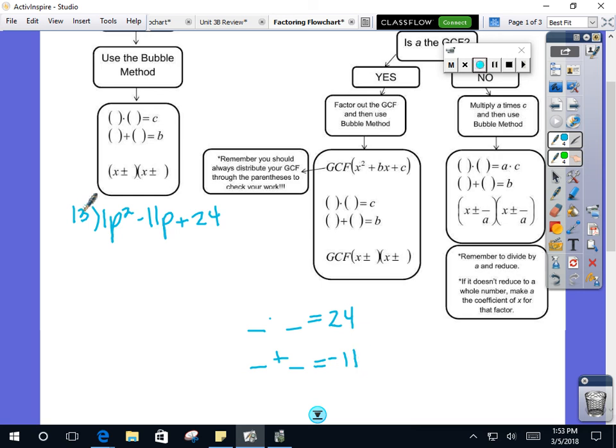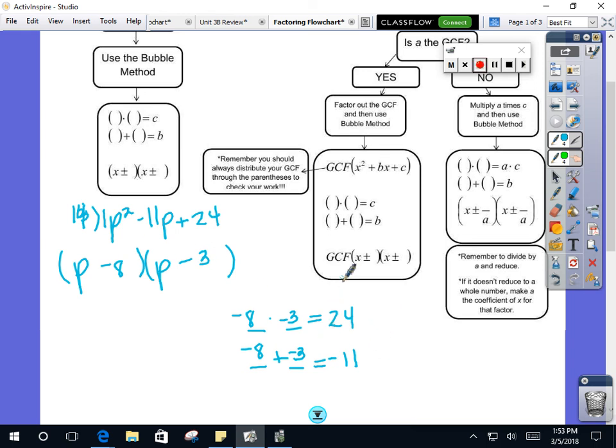Okay, so now it even shows you that you've got to write your answers in two binomials. But of course, instead of putting an x in front, you put a p in front of each one. And now what are the numbers that do this? A negative 8 and a negative 3. So it's p minus 8, p minus 3. That order does not matter. You could have written the p minus 3 first.